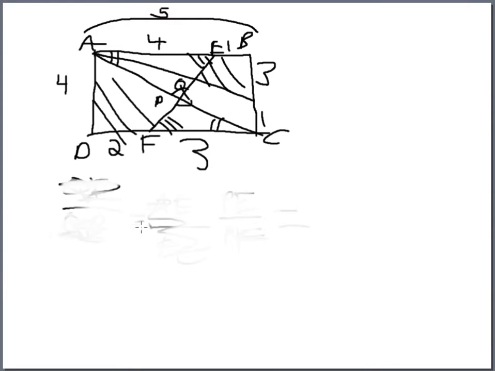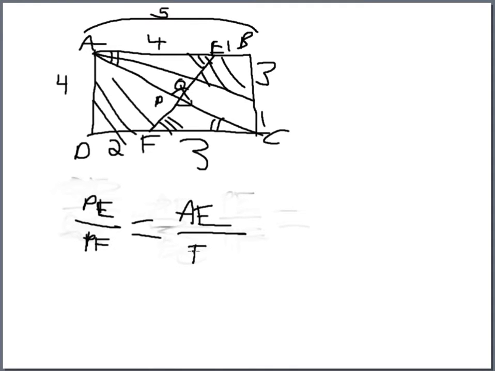It's taking a while. So we have PE over PF is equal to AE over FC. And doing this, we know that PE over PF is equal to 4 over 3, which means that 4 PF is equal to 3 PE.